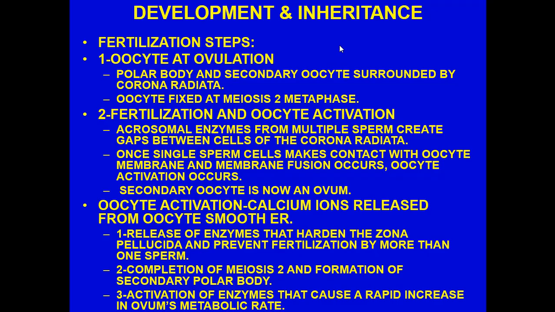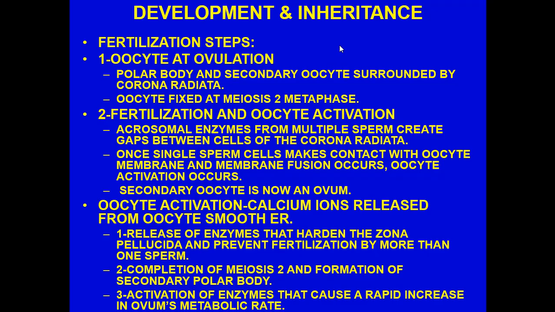Next step, fertilization and oocyte activation. If you remember, the sperm cells have this sort of cap structure in the front of the sperm that contains enzymes. It's called the acrosome. So acrosomal enzymes from multiple sperm are going to create gaps between the cells of the corona radiata. Once a single sperm cell makes contact with the oocyte membrane and membrane fusion occurs, the oocyte activation occurs.